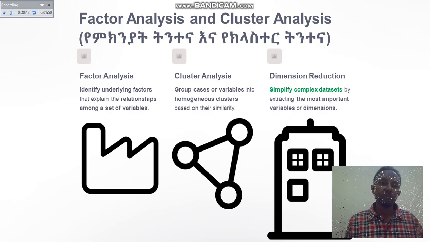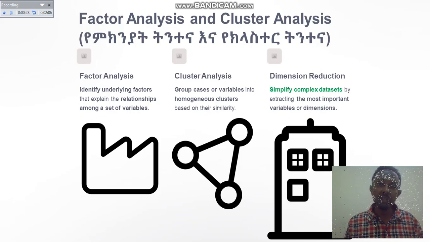It's about factor analysis. Factor analysis identifies the underlying factors that explain the relationship among a set of variables, a group of variables. A relationship among more than two variables can be identified or exhibited.